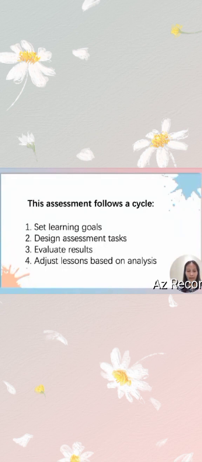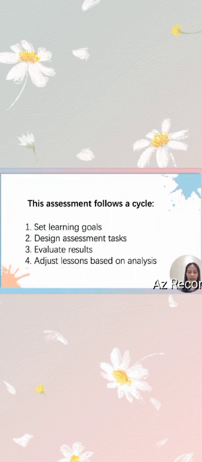So the third one is evaluate results. So you need to analyze the learners' results. So after reviewing their work, we might notice that some students struggle with irregular past tense verbs, while others consistently use present tense instead of past tense.